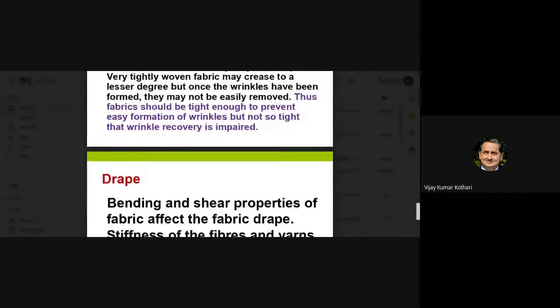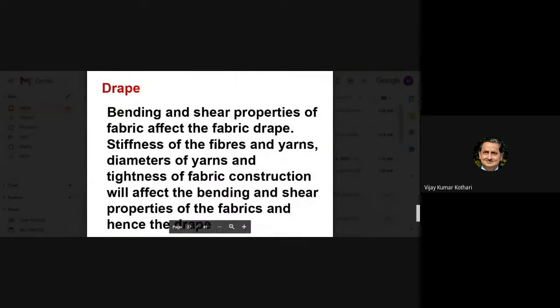Let's look at another associated property, which is the drape. The way the fabric hangs under its own weight is extremely important from the point of view of designers and the aesthetic behavior of the fabric. The most important properties are the bending and the shear properties of the fabric.